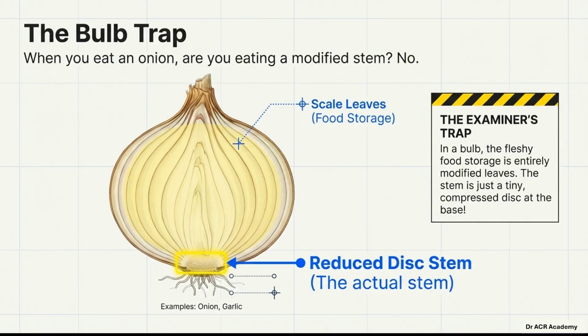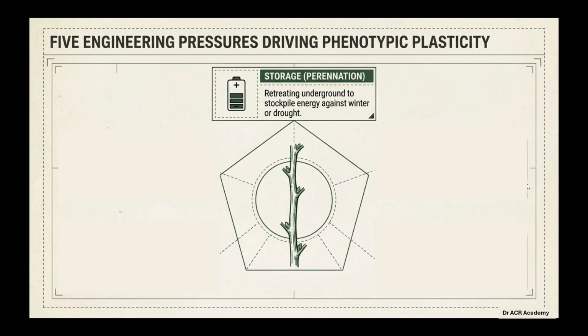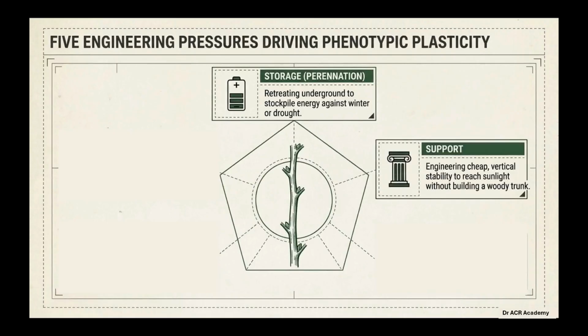That's a critical distinction. Okay, this slide is where a lot of people get tripped up, so let's put it head to head. Rhizome grows horizontal. Corm grows vertical. That is the number one difference you need to burn into your memory. Just picture it. Ginger spreads out sideways while Zamikand sits upright. Got it? Awesome. All right, let's pivot to our second big engineering challenge, support.